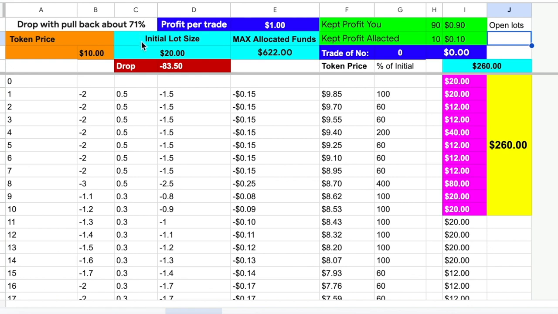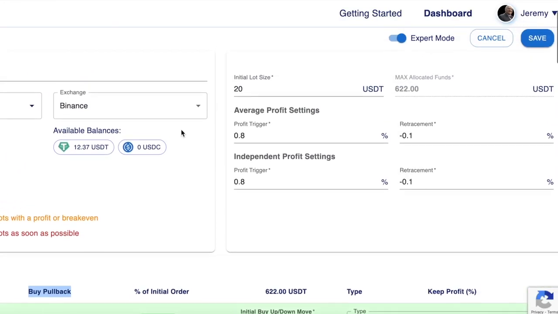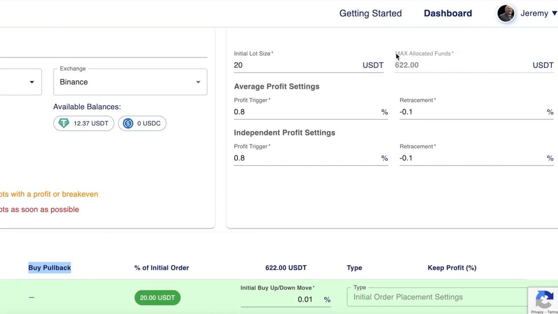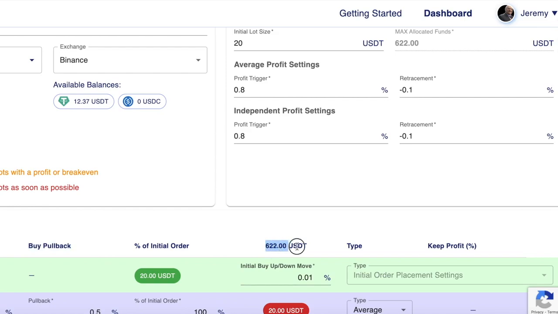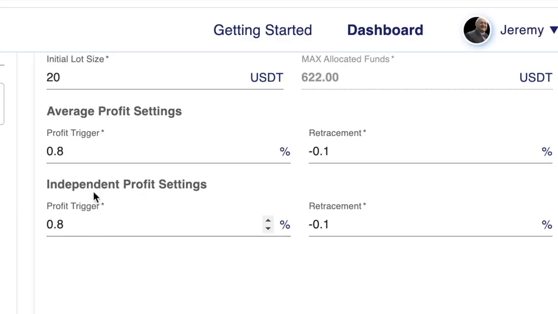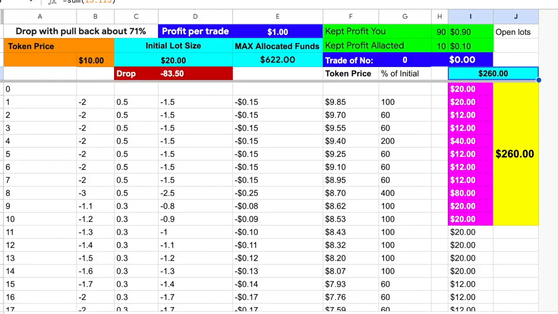So the next thing we're going to do is, in this blue area, we've got the initial lot size and we've got the allocated funds. You'll see at the top here, the initial lot size is 20, and the max allocated funds is 622, and you'll also see that that figure's mirrored there as well. And I can change this. If I was to change this to 40, then the allocated funds would go up to 1244. So let's go to Johnny Blockchain, change this to 40, and you'll see that that's gone up to 1244. But I'm going to keep it on 20.